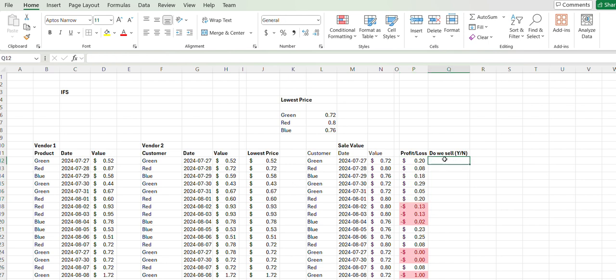And so we want to ask ourselves, do we sell, yes or no? So yeah, we can do conditional formatting and we can eyeball it. But again, imagine if we had tens of thousands of rows. Tens of thousands of rows in your pocket.